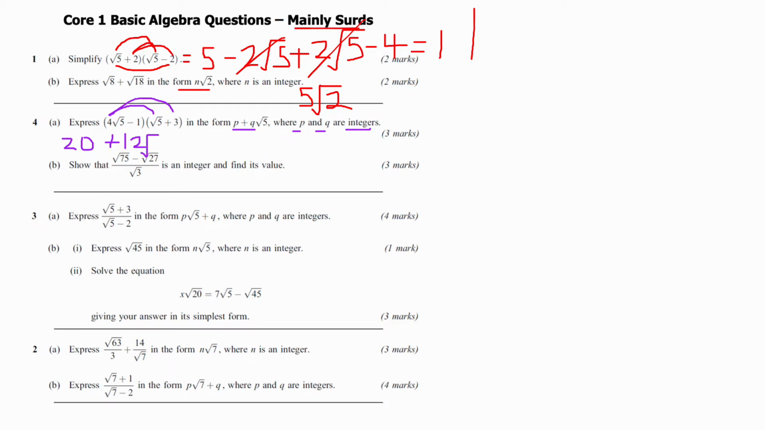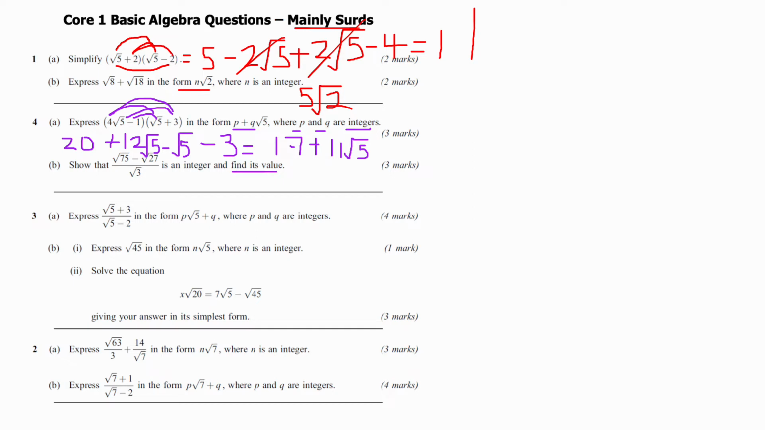The negative 1 times root 5 is going to be negative root 5, or negative 1 lot of root 5. That's also fine. And the negative 1 times positive 3 is going to be negative 3, because a negative times a positive goes to a negative. 20 take away 3 is 17. 17 plus 11 root 5 for that one.